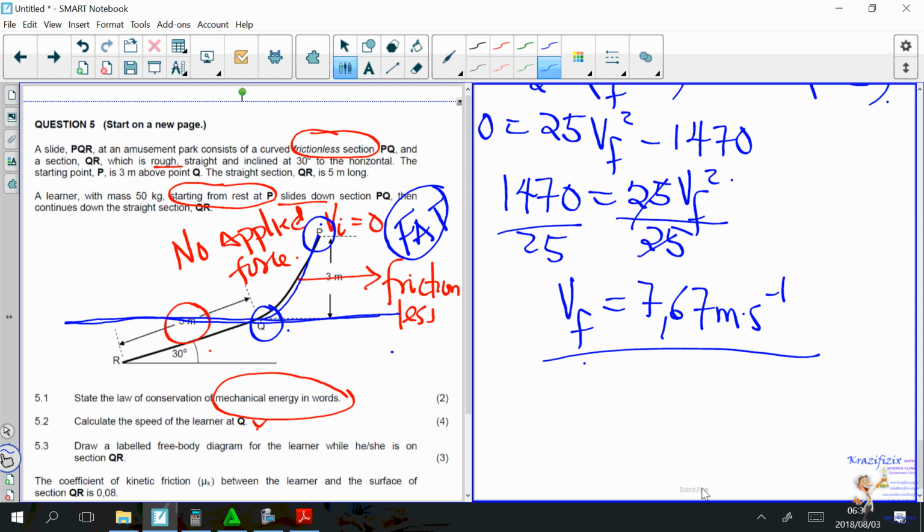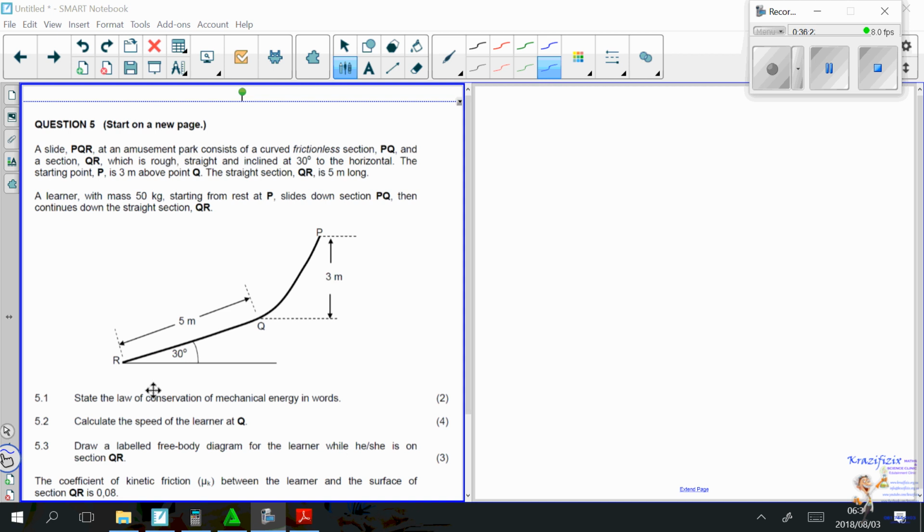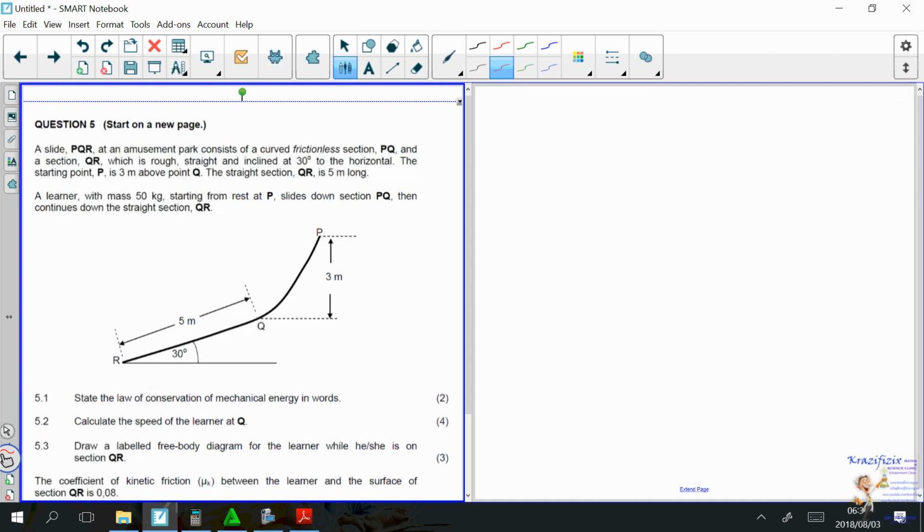Okay, and I need a new page. All right, a free body diagram. Now, what do we know? Let's go to the question. They said on QR, the first thing I remember on QR is friction, because it's rough. Friction is a force that opposes motion. Now, it's a free body diagram, so what am I looking at?